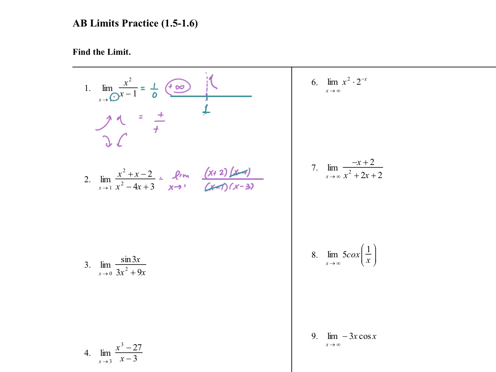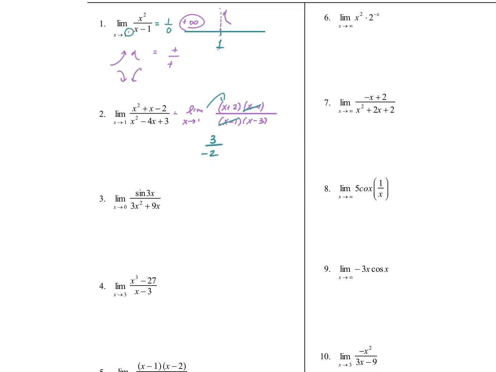So I'm just going to plug into the top and plug into the bottom. If this was going to 3, there is a vertical asymptote at 3, but I'm not asking you for the limit at 3. I'm asking you for the limit at 1. So I don't care what's happening at 3. Here we would just plug in, so you would get 1 plus 2 on top, 1 minus 3 on the bottom.